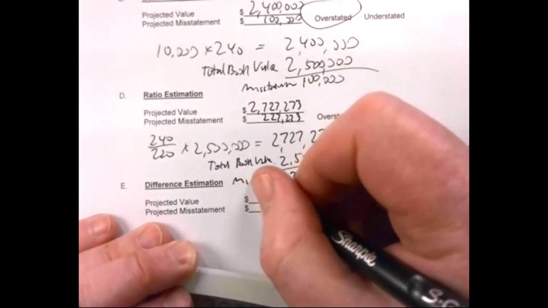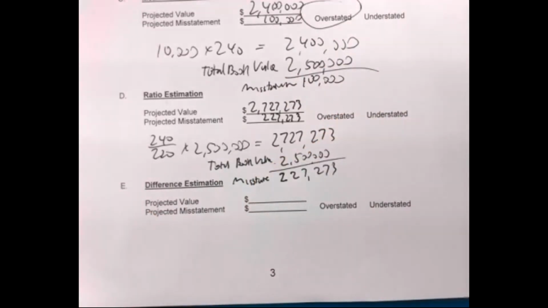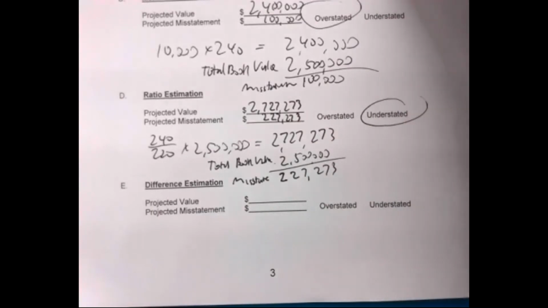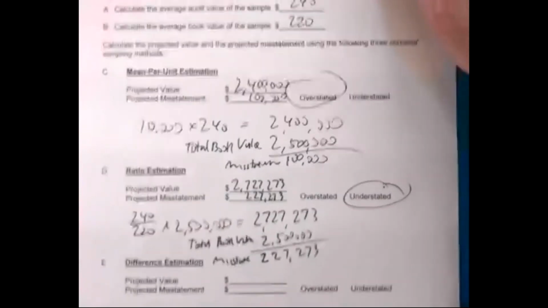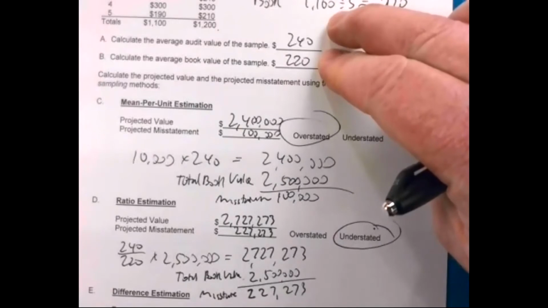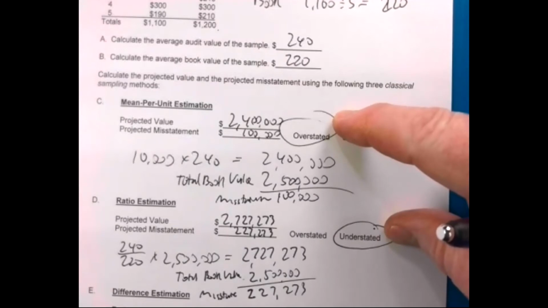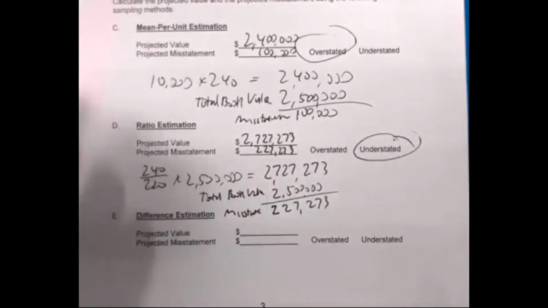So this is a misstatement of 227,273. Overstatement or understatement? Understated. Now, that, as you can see, is a very strange situation. Notice we took this, it's the same sample, but depending on what method you use, it could be overstated or understated as far as how you project it out over the entire population. So what that tells you is it's going to be really important which one of these you choose. And that's what we're going to talk about after we do this.